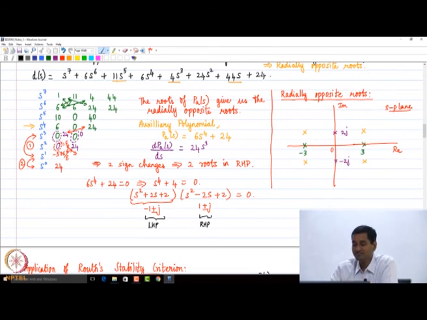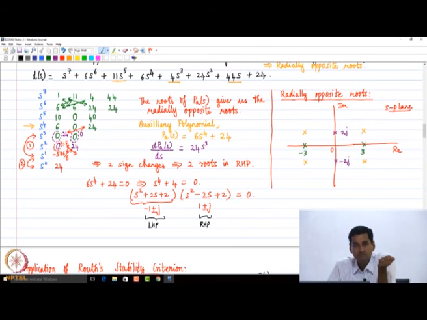But if you want to convince yourself, you can substitute the roots in the polynomial. You will see that it will go to 0. Right? You can do that check. That's the best way to check whether some value is a root or not. Yeah. We can say that 2 roots in RHP are the same as these 2.